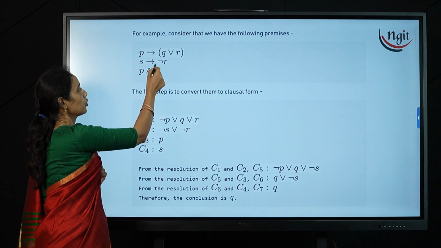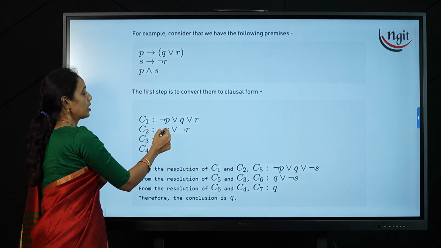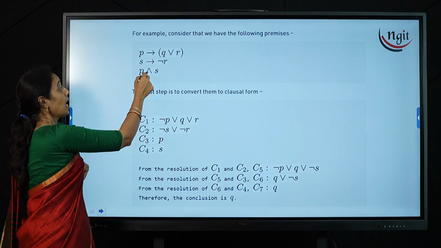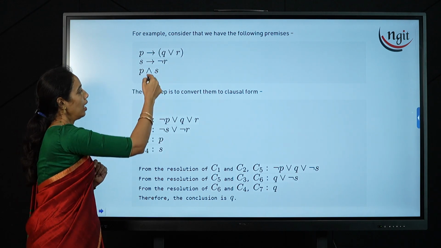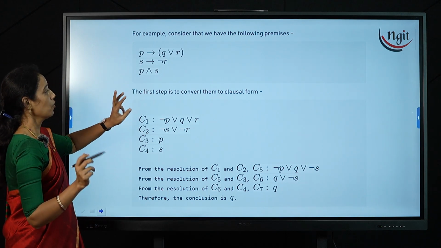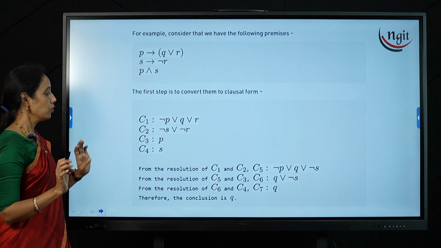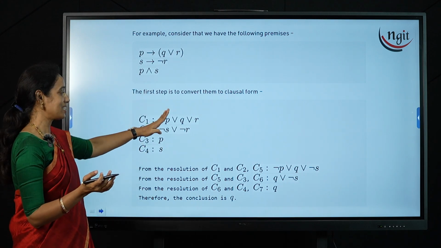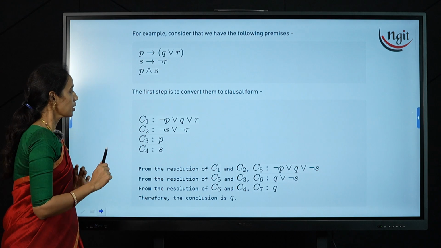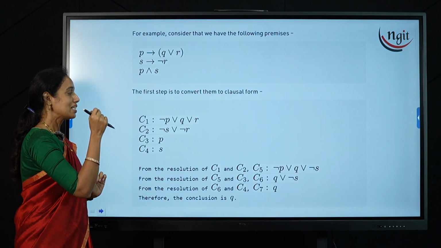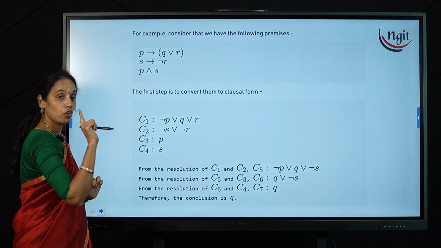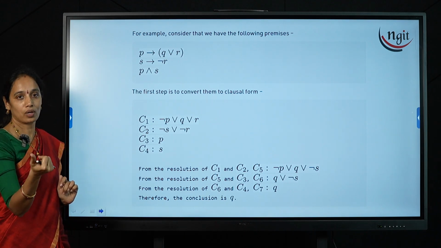This is the P conditional Q formula, like S conditional negation R. I have written negation S or negation R. Then, as I told you in the earlier simplification formula, P and S can be represented as separate clauses. So it will become clause 3, clause 4. Now from these three premises we have converted into 4 clauses. Now we have to derive new clauses from the existing ones and prove that there is a conclusion. We take two clauses in such a way that in both clauses one variable matches, one positive and one negative, and then we get some conclusion.